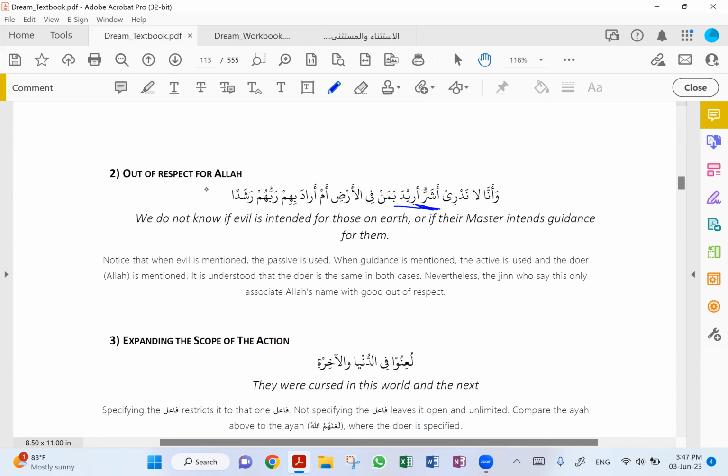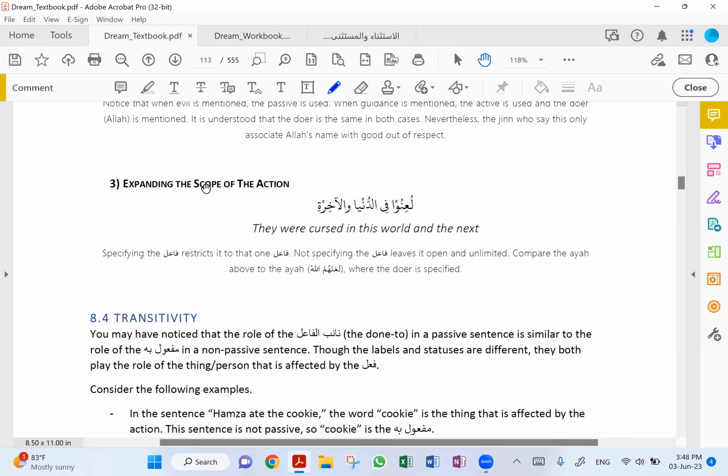And then, of course, in the last part, when they're mentioning rashada, guidance, they mention rabbuhum. They mention the dua. So you see, that's just out of respect for Allah. And the last reason is to expand the scope of the action. We talked about this, I think, in ma mawsula and alladhi. So one of them is more open than the other.